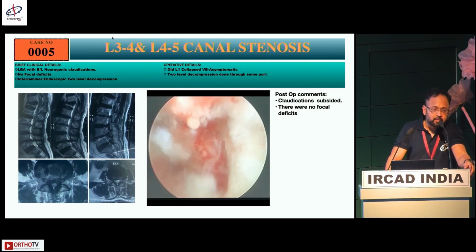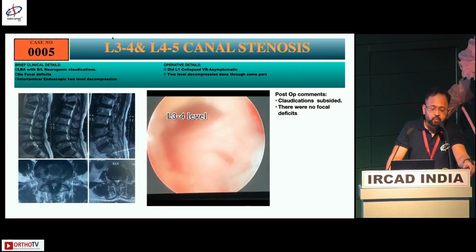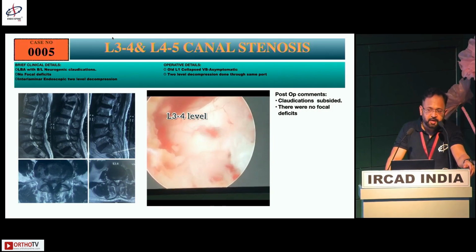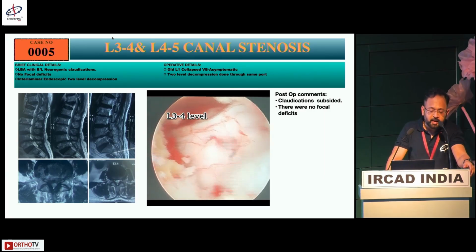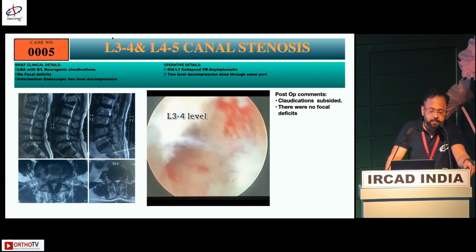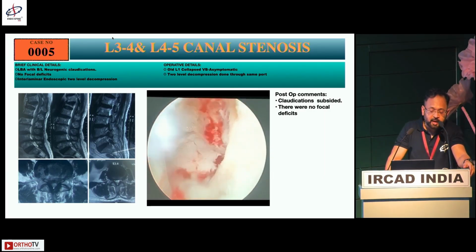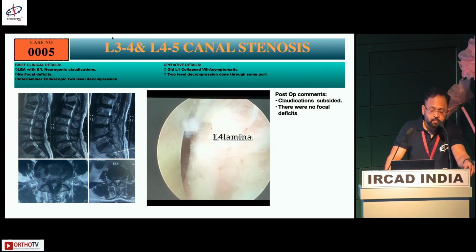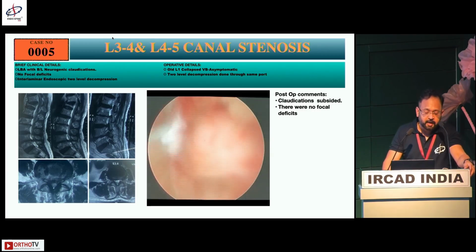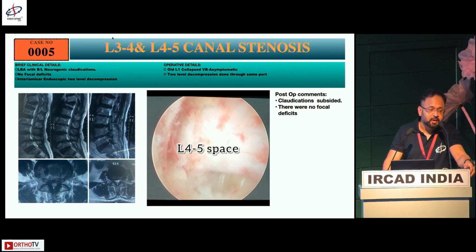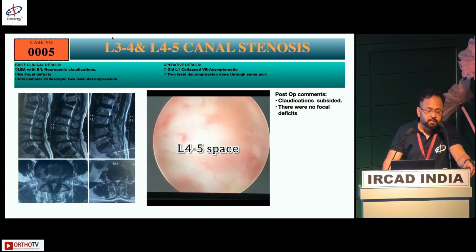Two levels, initially people do hemilaminectomy. So you can just walk over the spine. You can use a jumping technique. So this is the L3, L4 canal stenosis. We have finished the decompression. Just walk it over the lamina without destroying it, keeping it intact, and do the L4, L5. So two levels, single incision.